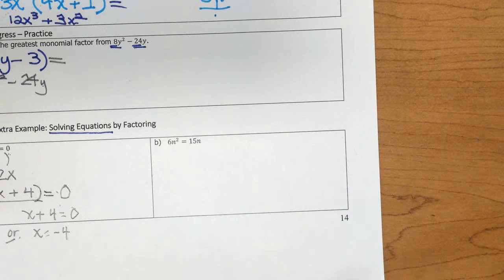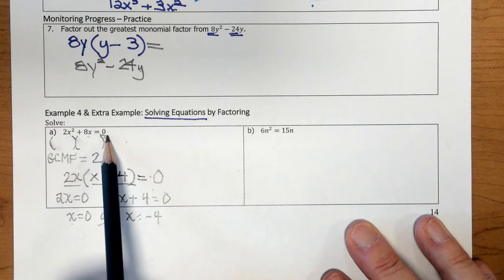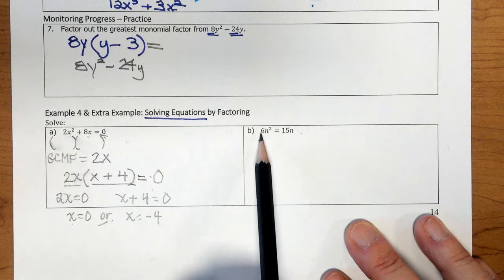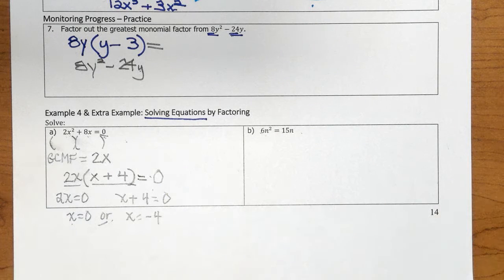So take a look. Okay, well now they're kind of throwing me off a little bit. I'm looking for 0. There is no 0. It says 6n squared is equal to 15n. Well, remember, guys, in algebra, I can move things around in order to satisfy certain requirements.